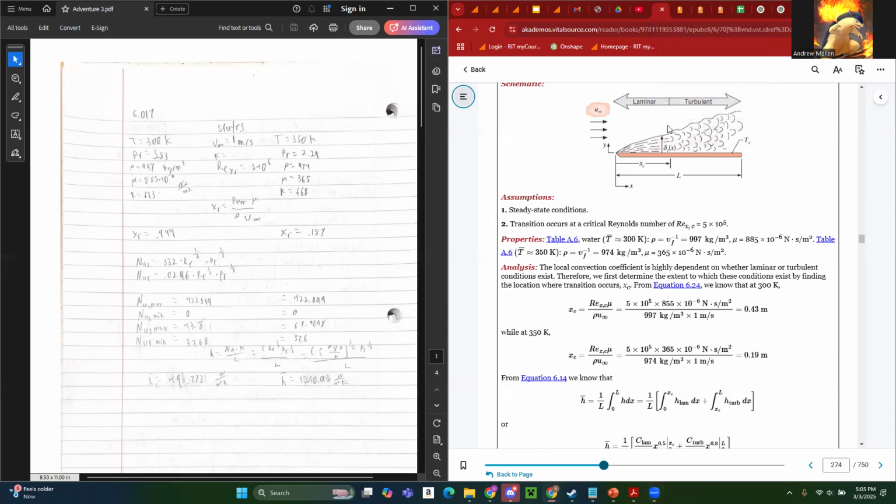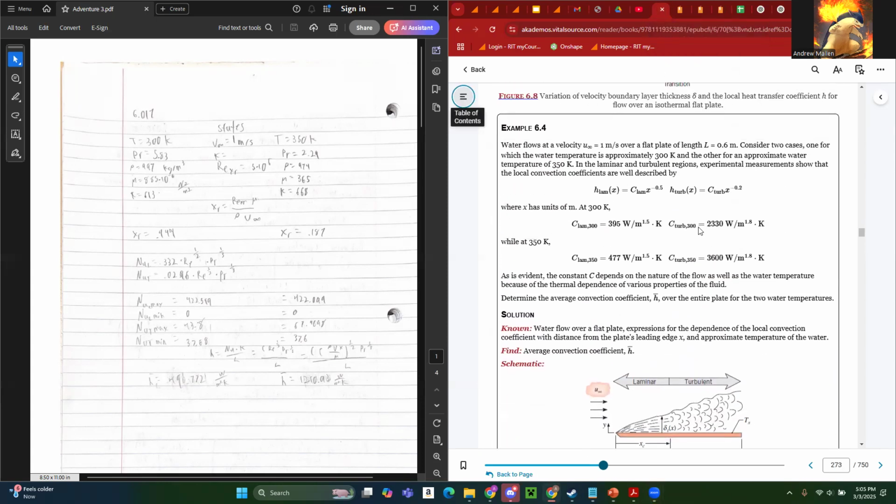I forgot to write this down, but the length of the plate in example 6.4 is 0.6 meters. I can actually bring up example 6.4. The difference between what this is asking and what 6.4 is asking is that 6.4 is correlating the experimental data. This is looking at the model data or the mathematical ideal. So in order to determine what the convection coefficients are, we're going to need the Nusselt numbers.